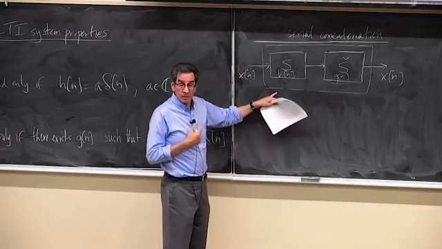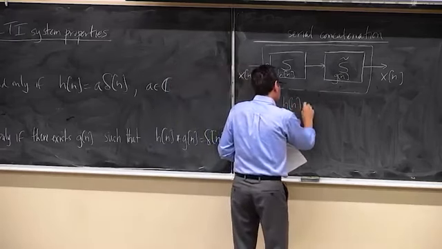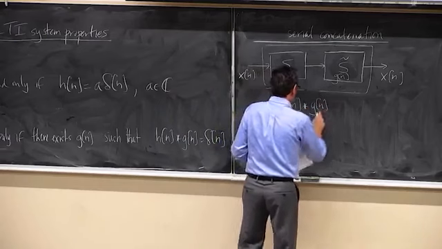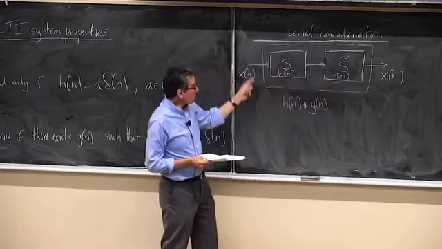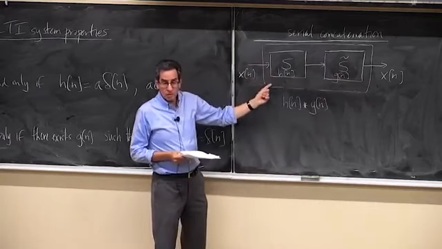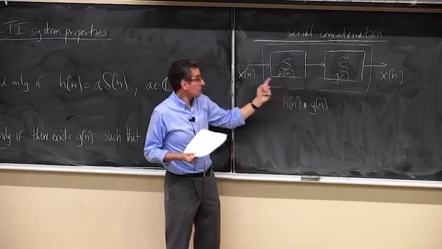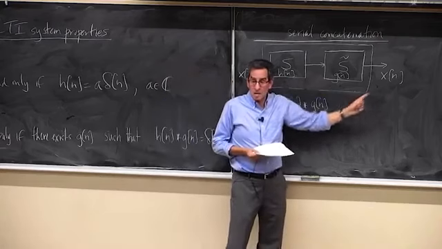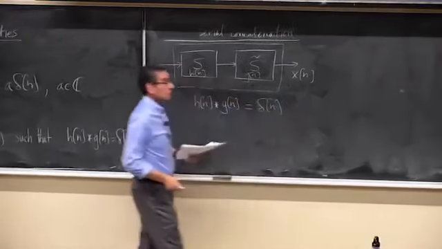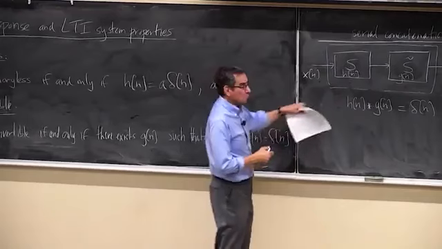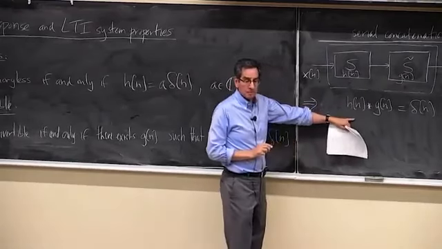Well, what did we show about the concatenation? When you concatenate two LTI systems, the overall impulse response is going to be h of n convolved with g of n. But what's the overall impulse response of this system? What system is this if these guys are inverses? It's the identity system, right? x of n goes in, x of n comes out. What's the impulse response of the identity system? Delta of n. Okay? So that proves one direction. That proves that invertibility implies this property.